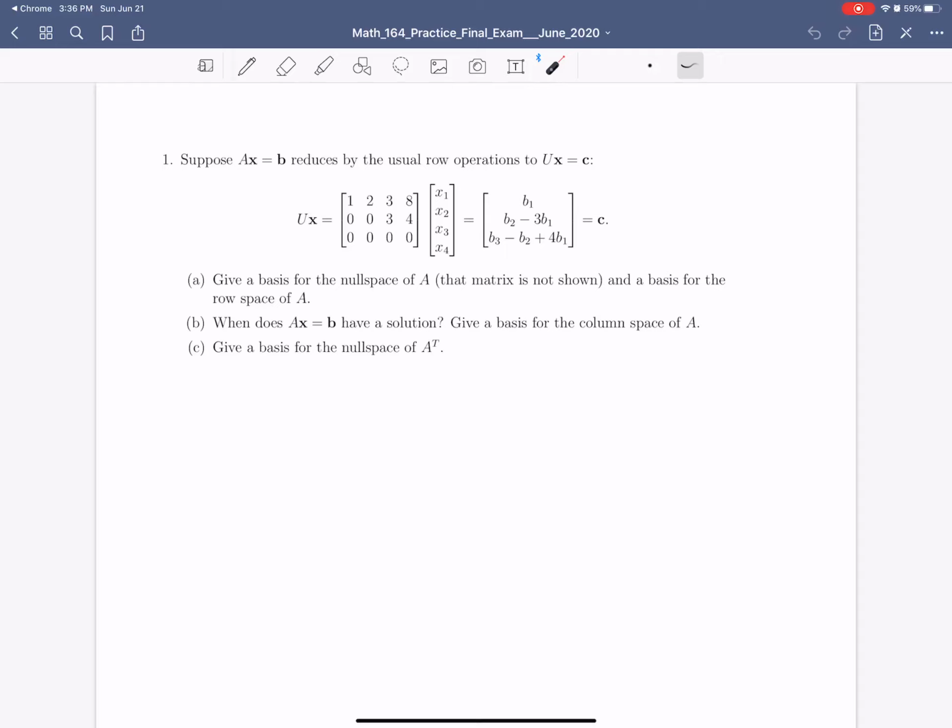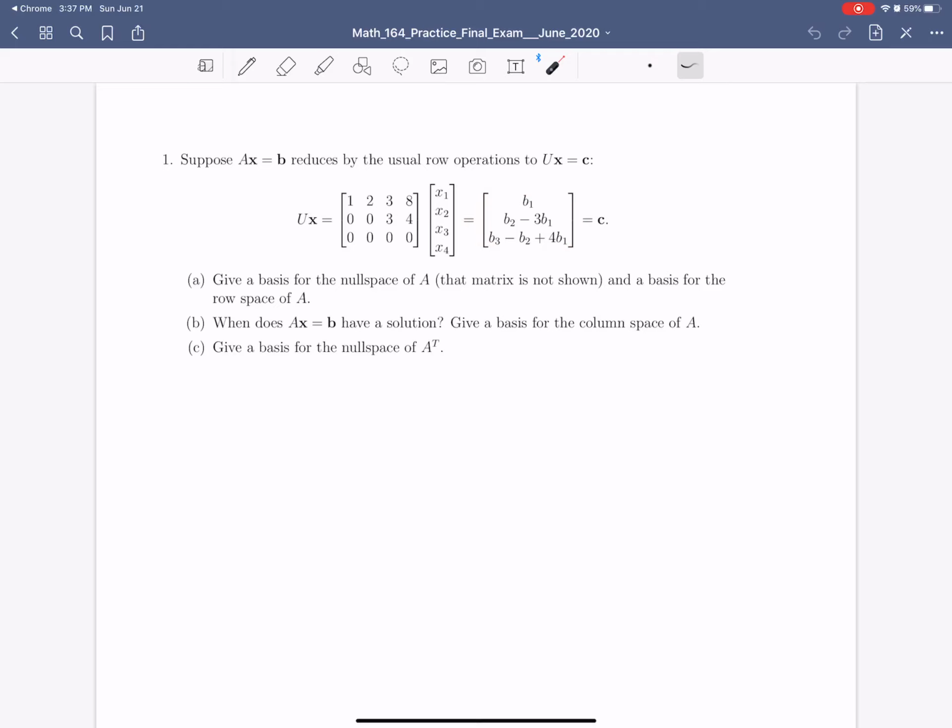All right, so let's look at the first problem. Suppose AX equals B reduces by the usual row operations to the system UX equals C. Okay, so what are we given? We're given the matrix U over here, and we are given how the vector C can be obtained from the vector B.